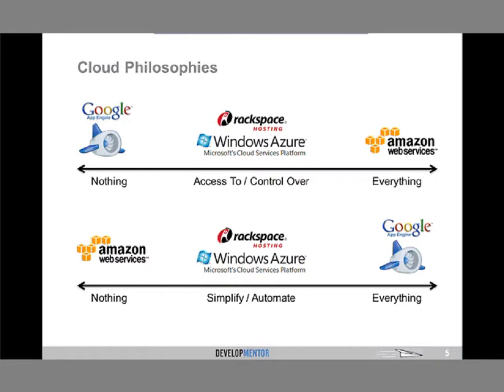So, you've got sort of 2 sides of this coin here. On one side, you get the maximum amount of control and you get access to everything. And on the other side, everything is simplified and automated, and you really get access to nothing, right? So on the left here for access to or control over, you've got Google App Engine. And they basically give you access to or control over nothing. You hand them your application and it's hands off. We'll do the work for you. You don't need to know anything about what's going on underneath the covers. We'll take care of it.